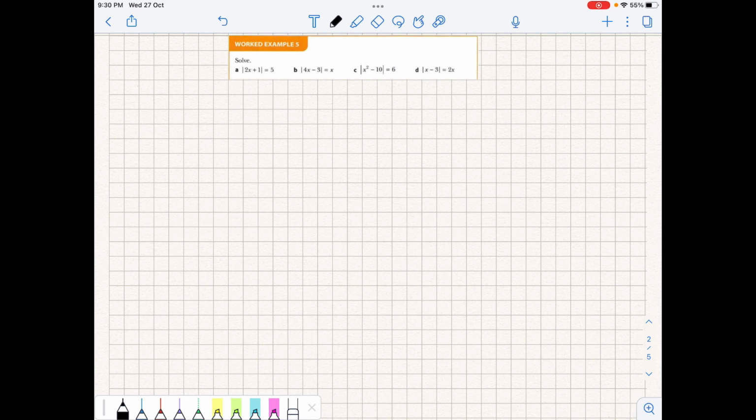Right, let's look at some simple examples to get us going. Okay, we're asked to solve the absolute value of 2x plus 1 equal to 5. And so the first thing we need to do is consider what values of x the modulus function would be positive or negative. So we'll look at this separately.